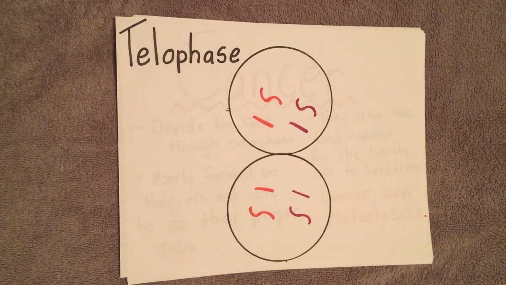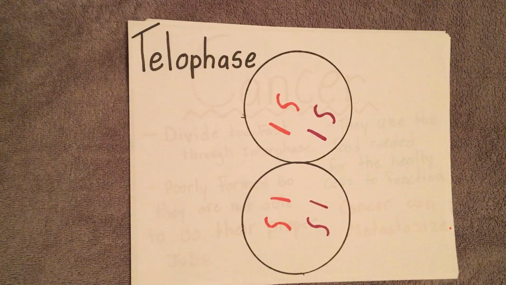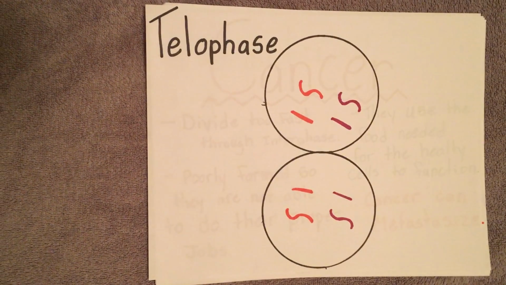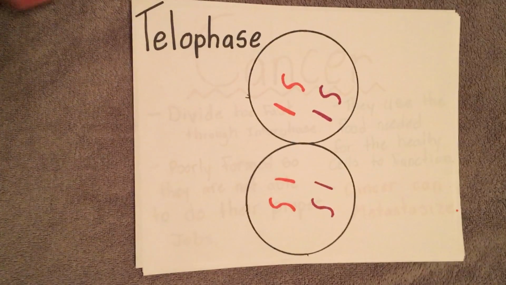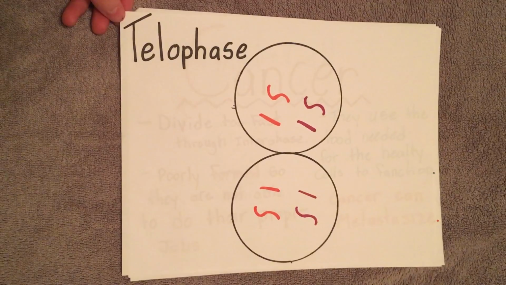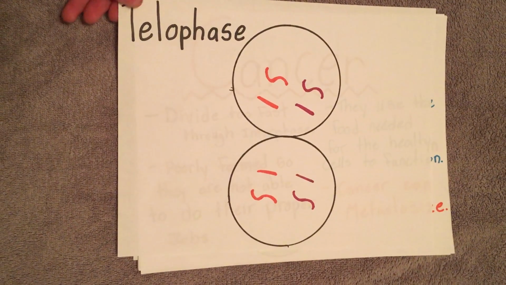The final phase of mitosis is telophase. Here, a nuclear membrane will start to reform, and two nuclei will now form. The chromosomes will become less condensed, and cytokinesis will occur via a cell plate.